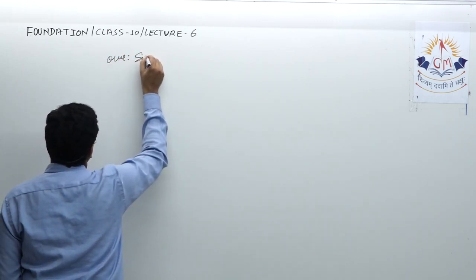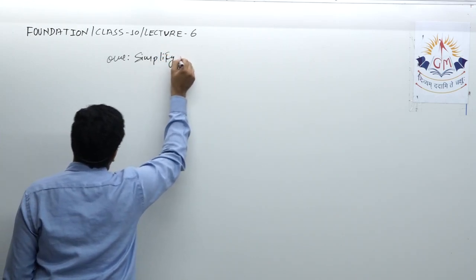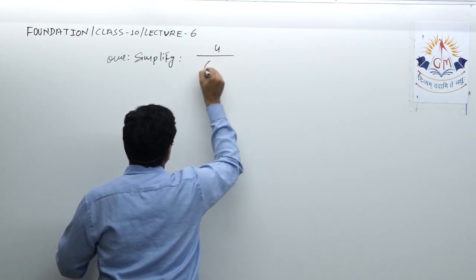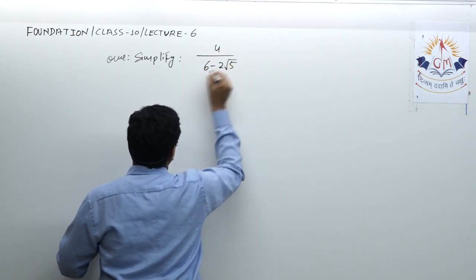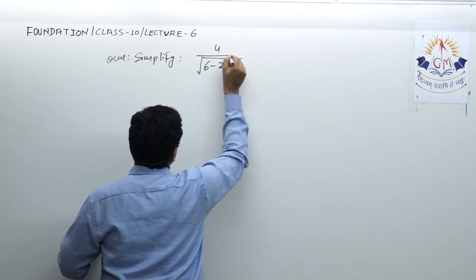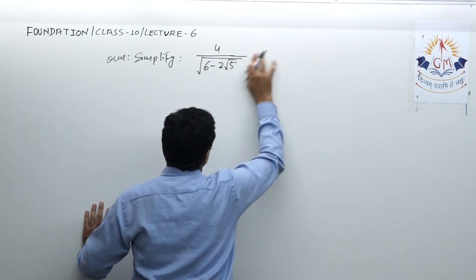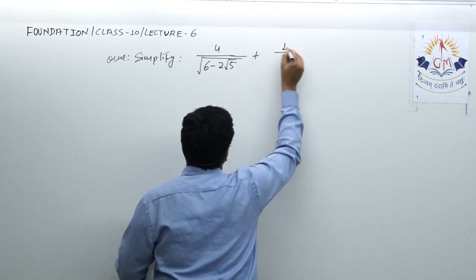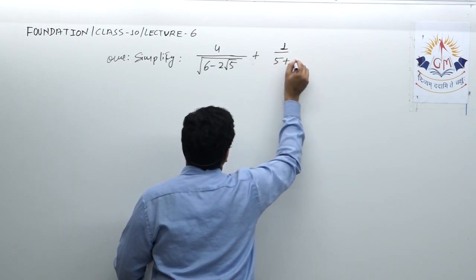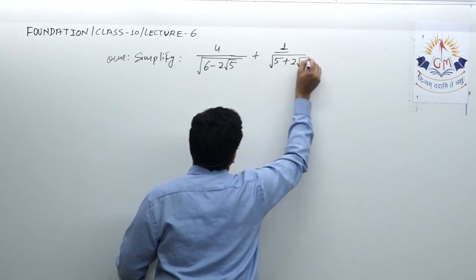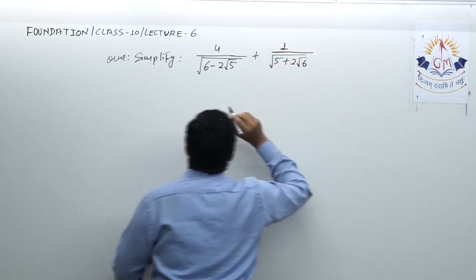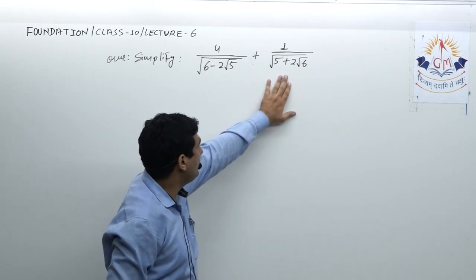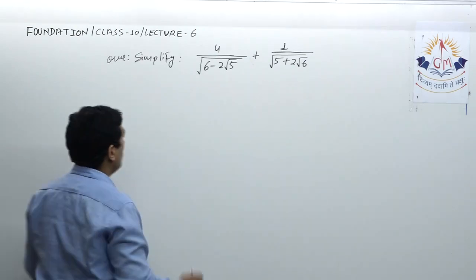Simplify 4 upon square root of 6 minus 2 root 5, plus 1 upon square root of 5 plus 2 root 6. Okay, so here you can see we can find the roots of these denominators. So let us see how to do this.